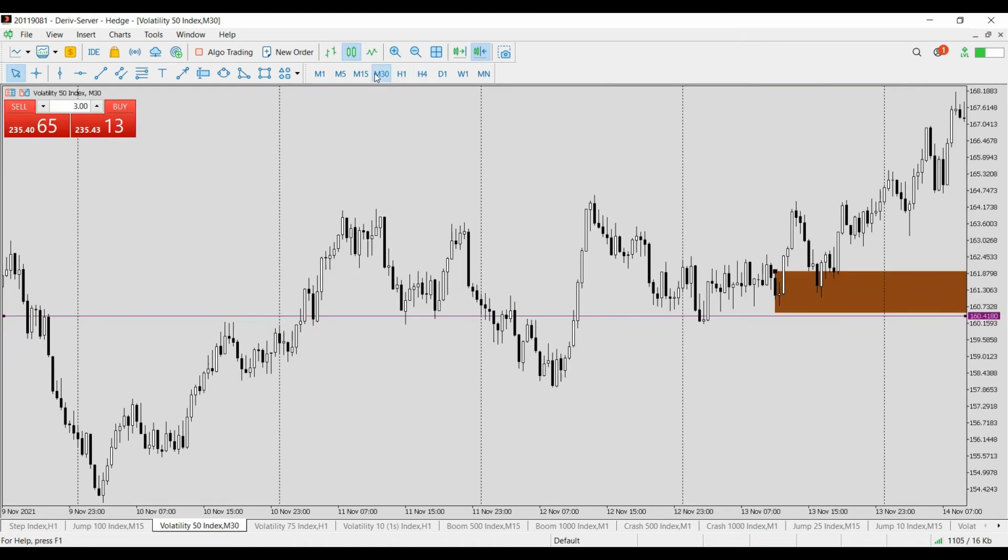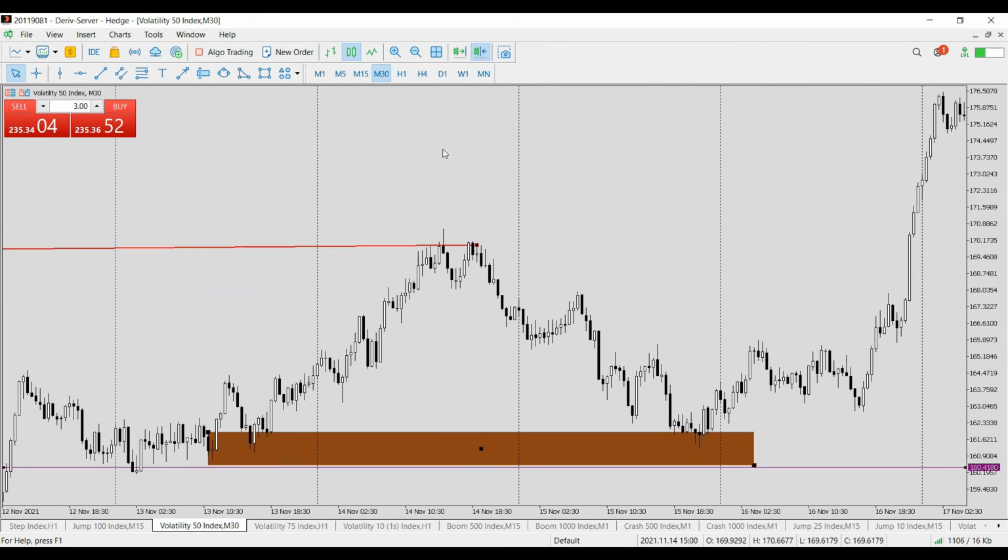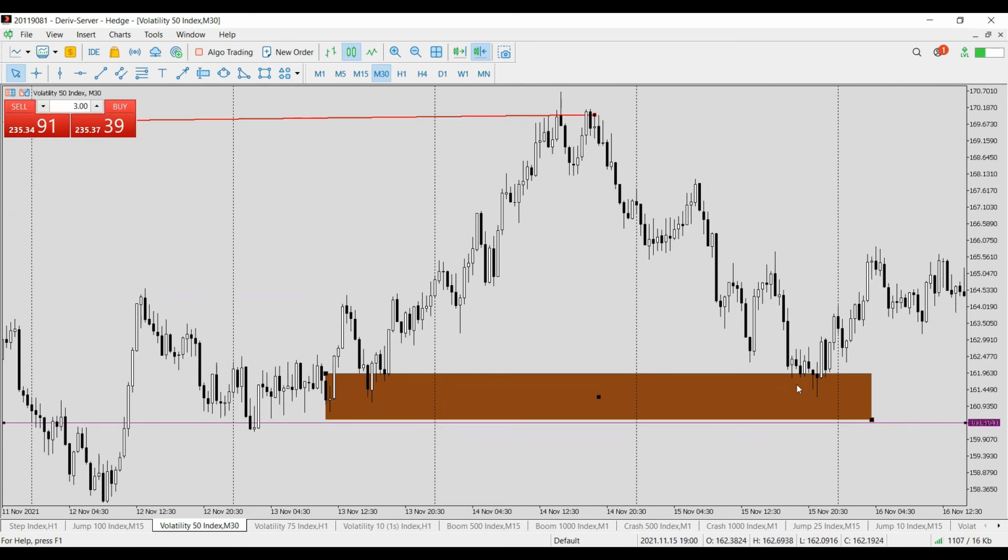So what do you do? You go down. Going down is called refinement. You go down to lower time frames basically, because if, for instance, distance from here to here, you have your entry here. You have your entry here.